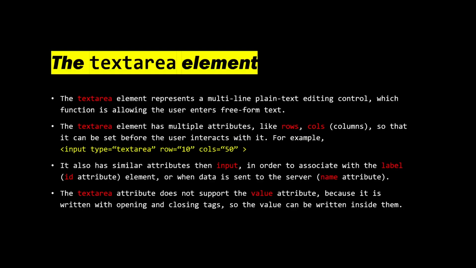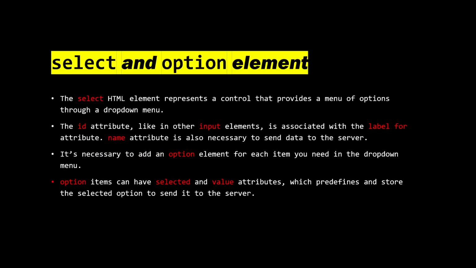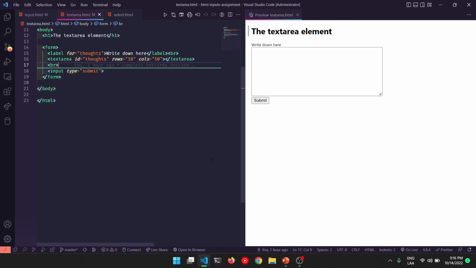The last element is select and option. I put these elements together because they work together. The select element represents a control that provides a menu of options through a drop-down menu. An option is necessary to add inside the select element. Let's go to the code.